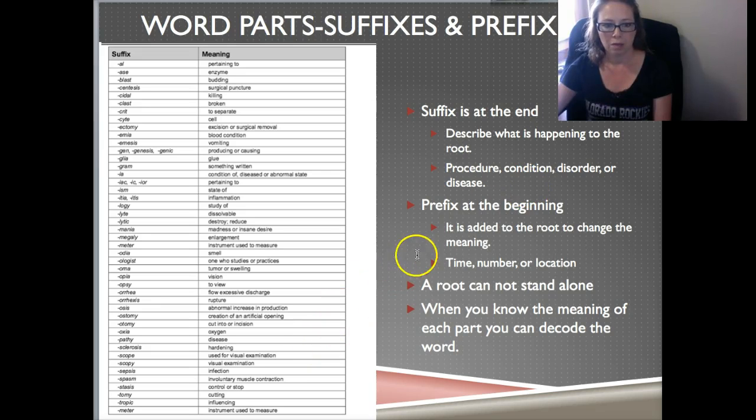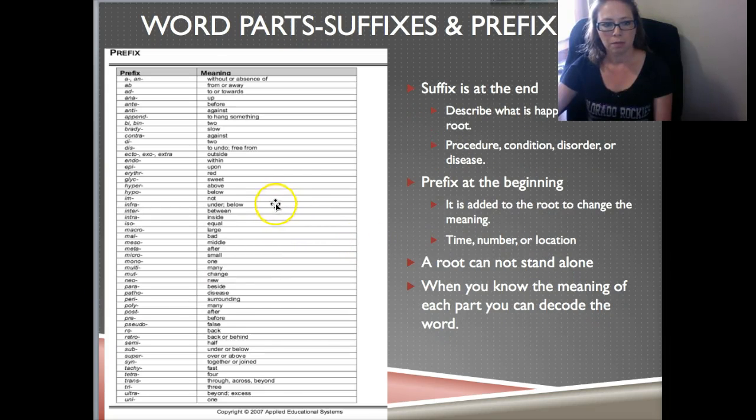The prefix is added to the root to change the meaning. It might mean a time, a number, or a location. We click down to the root, or to the prefix. Here's all your prefixes. Again, this isn't all, this is just the common ones. So if you start memorizing, if I say tachy, then you know that means fast. So if I said tachycardia, you would know that is tachycardia. So you start breaking down your words.